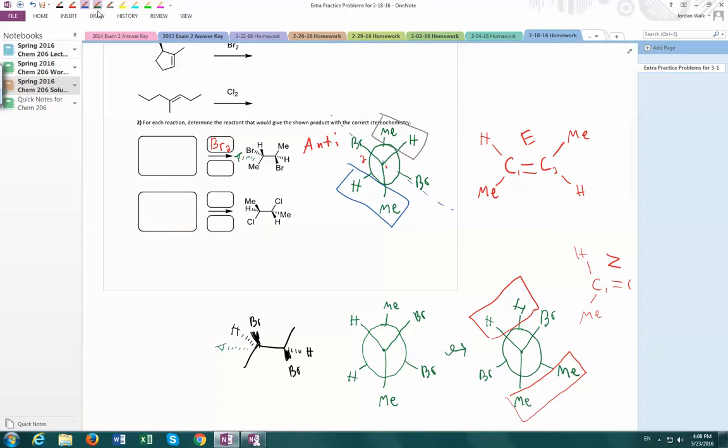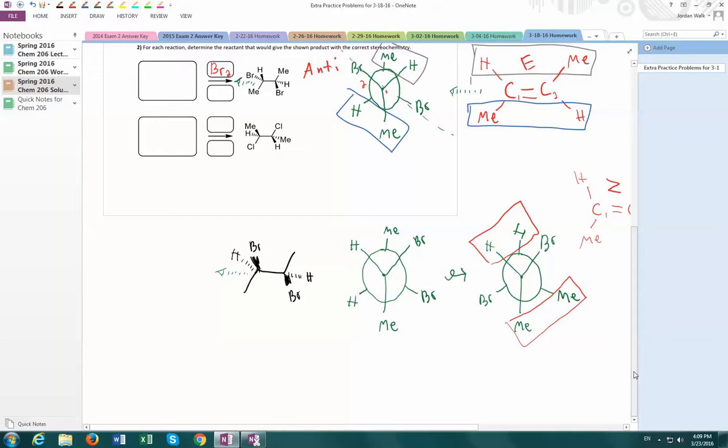If we're looking in this direction, C1 has a methyl and C2 has a hydrogen. So these would be the blue substituents here, and likewise we would have the gray substituents on the same side, like that. What we want to keep in mind is the anti-addition. In fact, we could go ahead and draw out how we get to that product.